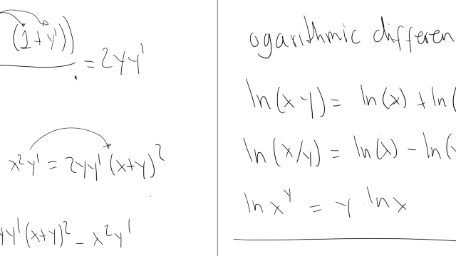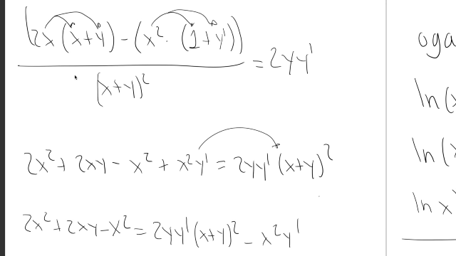Not logarithmic differentiation yet, sorry guys. So here we are. Now we have 2x that multiplies x + y minus x^2 that multiplies 1 + y prime, all over (x + y)^2.